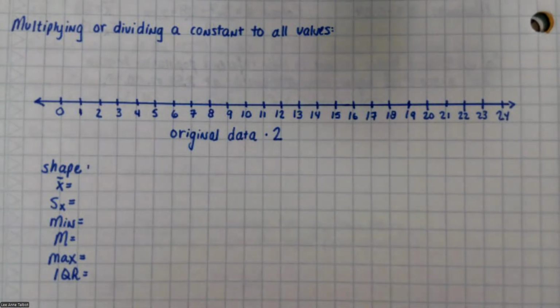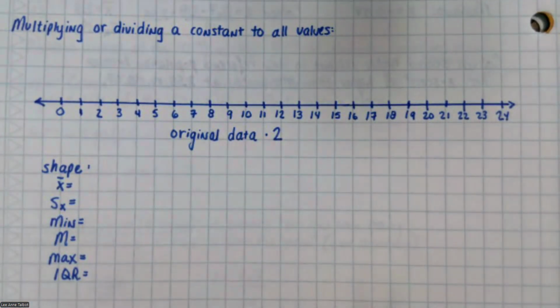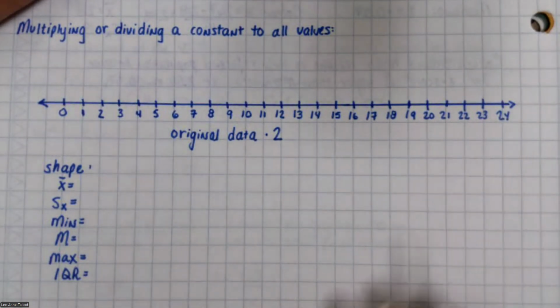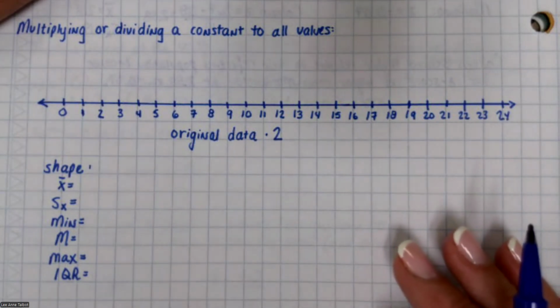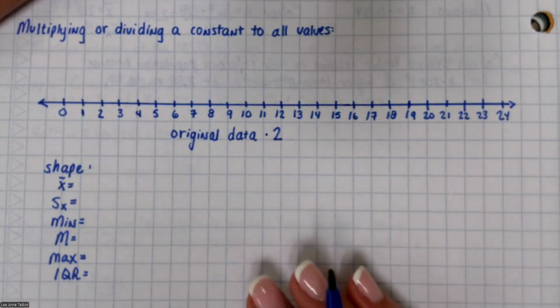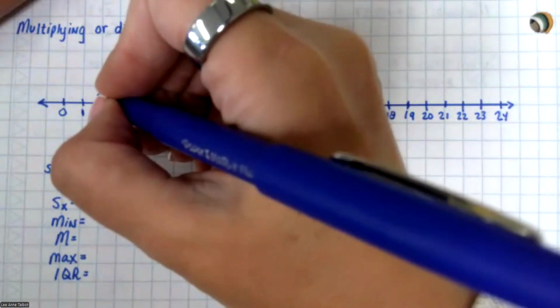Okay, so what I'm going to do for this number line is I'm going to go back to the original dice rolls and I'm going to multiply them by 2. Can you look back up at your paper and notice that the first roll, the lowest roll, was 1. Okay, so 1 times 2 is 2.